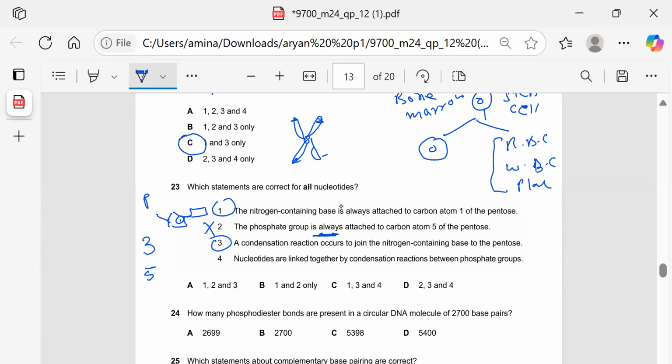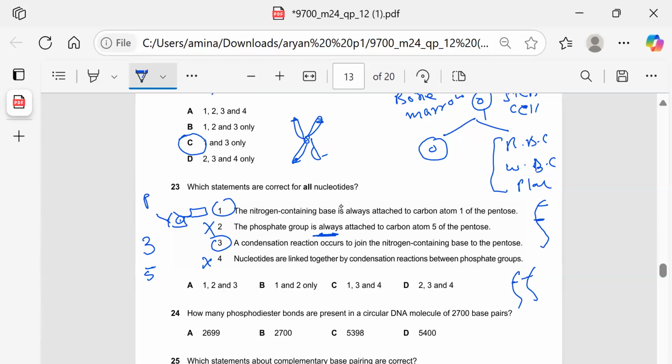Fourth, nucleotides are linked together by condensation reaction between nucleotides. If I talk about the double helix DNA, the two strands are attached with each other by hydrogen bonds. And if I talk about one nucleotide with another nucleotide, that is the sugar phosphate backbone. So condensation is happening between sugar and phosphate. So this is also wrong.